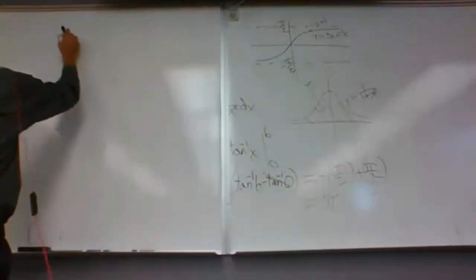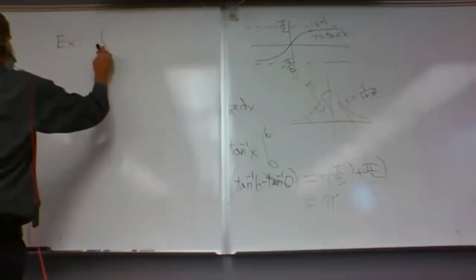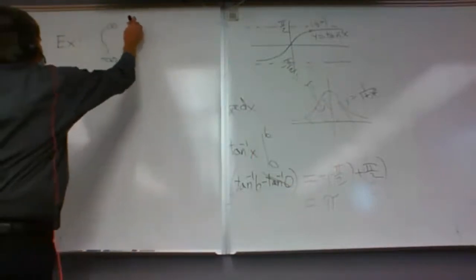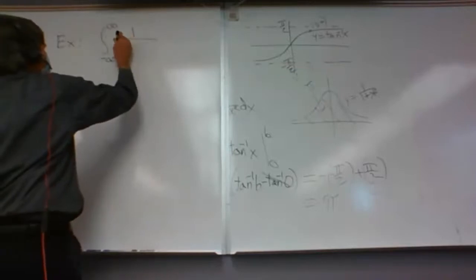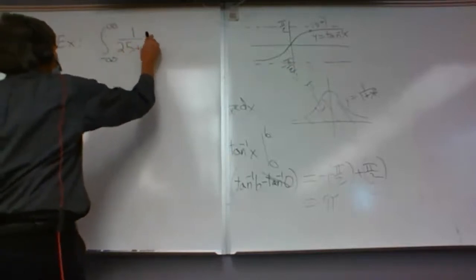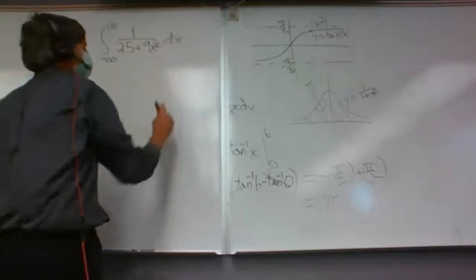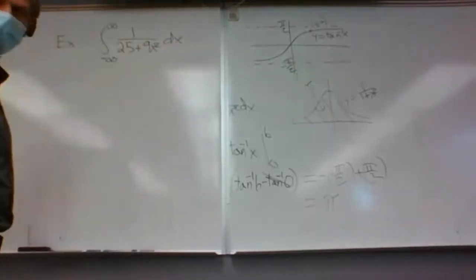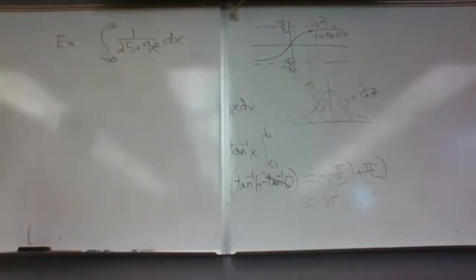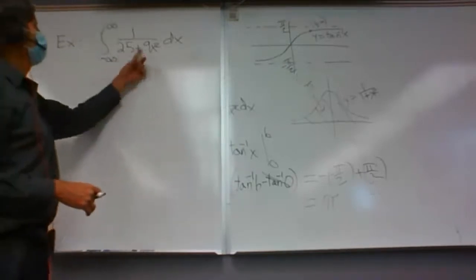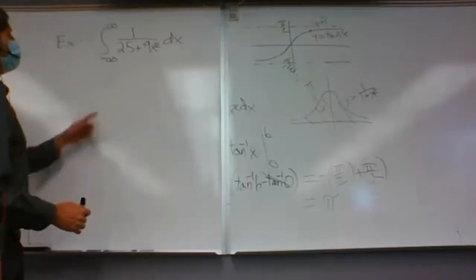Suppose I give you this example: the integral from minus infinity to infinity of 1 over 25 plus 9x squared. This is a homework problem here, or one just like it with different numbers. How do I do that one now? These are squares. It looks like the last one.